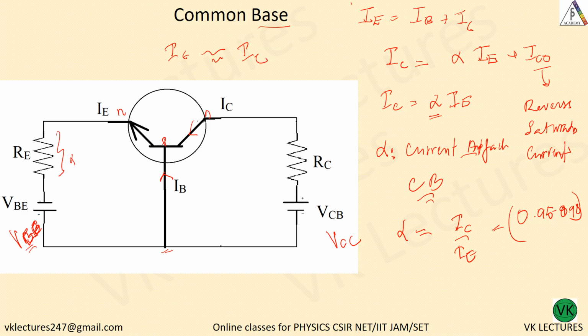Not exactly the same, because IB will be on the order of microamperes, while both of them are in milliamperes. The current through the base is very small. So if the current through the base is comparatively very small, IE will be almost equal to IC.